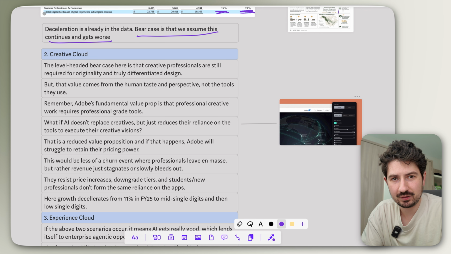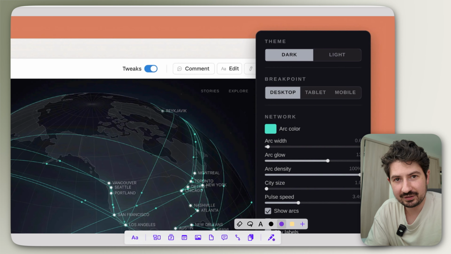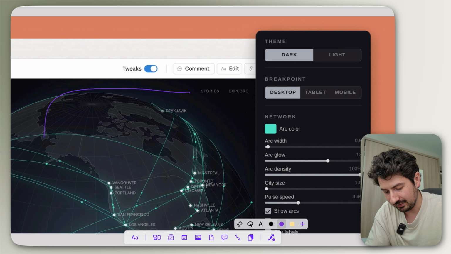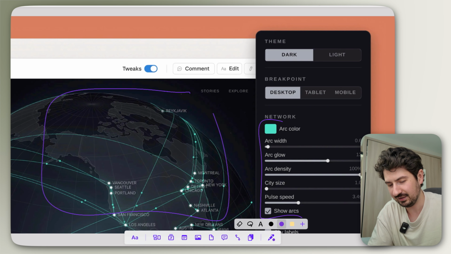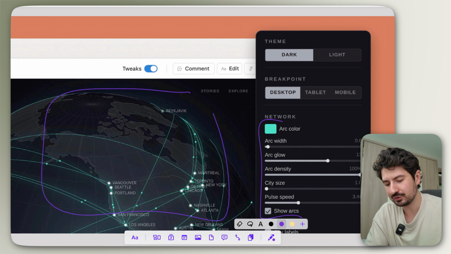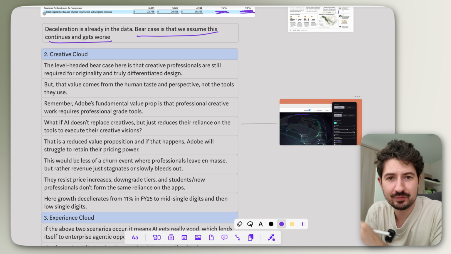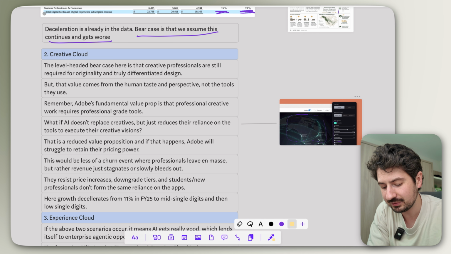Now, on Creative Cloud, there's definitely a bear case to be had where AI just completely wipes out the need for Adobe. Tools like Claude Design get so good that you can just ask it to make something like this, and then you can just use these as tweaking sliders to get it exactly how you want, and you simply never need to open Illustrator or Photoshop or whatever. That is a fair bear case to have, and if you think that's your bear case, you should put it in your own model.